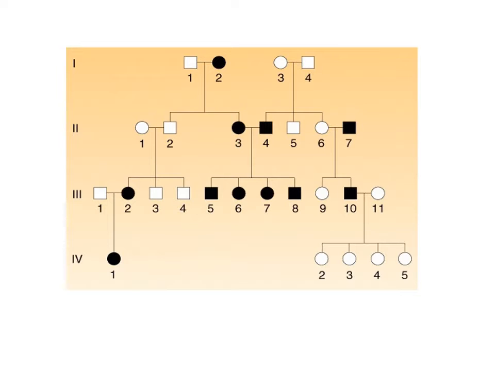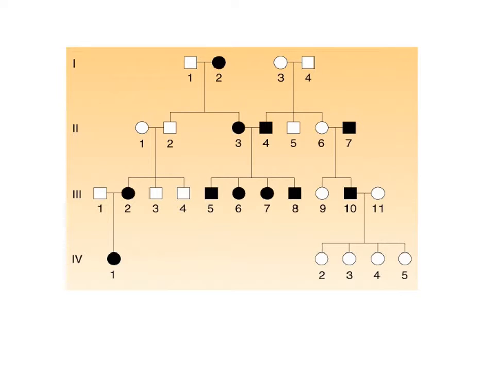Another example is 3-2, who has the trait, and she got it from unaffected parents as well. So the trait is not dominant, and it's not sex-linked recessive. So we're kind of stuck with autosomal recessive as the actual answer here. And if we look through, we can figure out who must be carriers and who are not carriers.